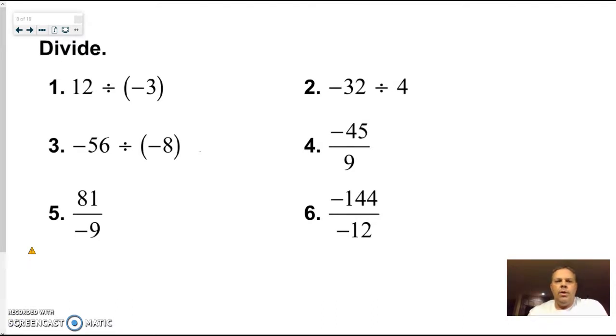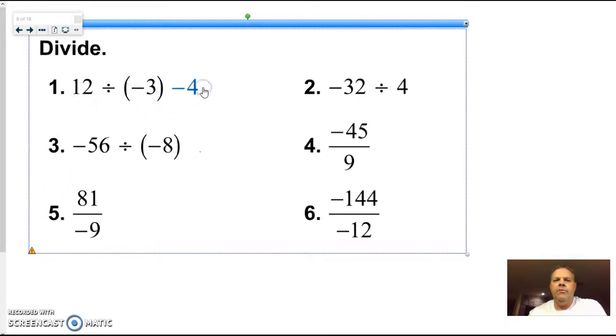The answer for number 1 is 12 divided by 3 is 4. A positive divided by a negative is negative. A negative divided by a positive is going to be negative, so it is negative 8. We have same signs. Negative divided by negative is positive. 56 divided by 8 is 7. Different signs, the answer will be negative. Different signs, negative. And same signs, positive.